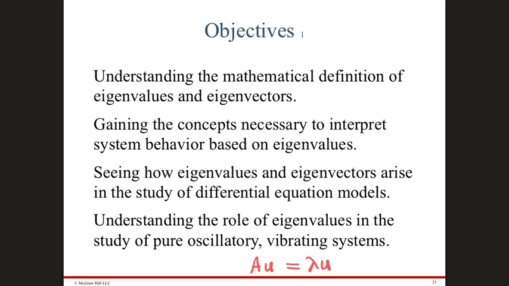So lambda is a scalar value, it's not a vector. While U is a vector, A is a matrix. The eigenvector for a matrix A is the vector that has this property: if that vector is multiplied by the matrix A, the result is going to be the same vector scaled in magnitude by some constant value.